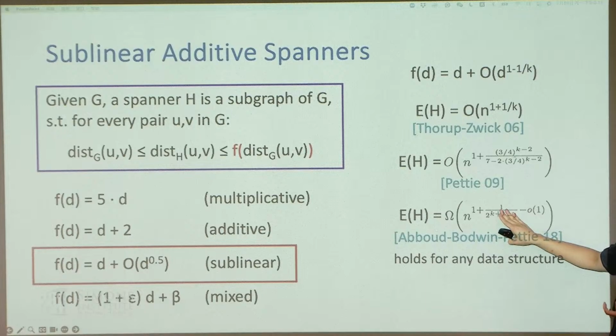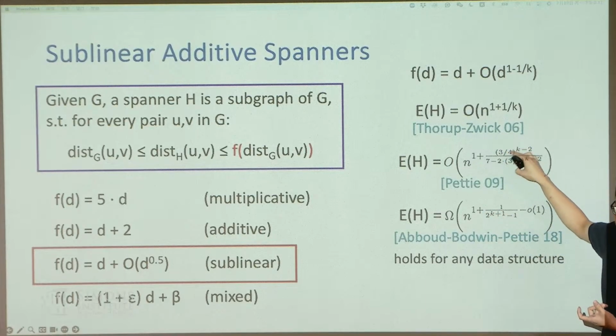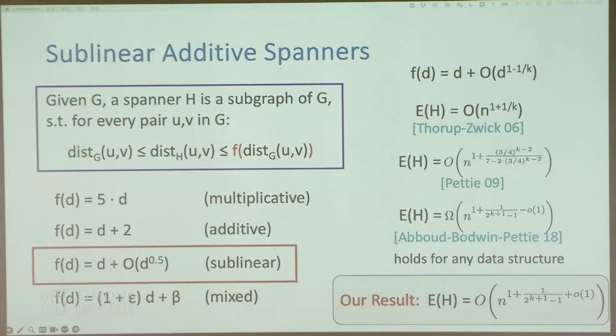So the exponential dependence on k, the constant has to be at least 1 over 2, at most 3 over 4. What is the right constant there? Now our result is that 1 over 2 is the right constant. By the way, this lower bound also holds for any data structure. And we show that such an almost matching upper bound can be achieved by spanners. That is why we say spanners are near optimal, almost optimal distance oracles.